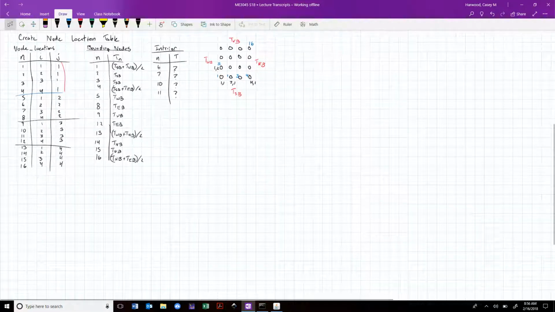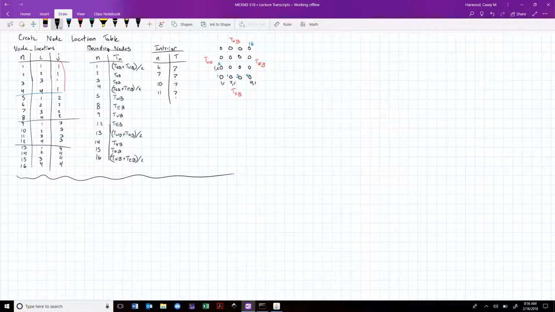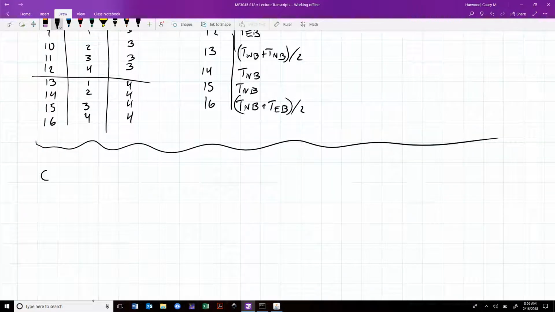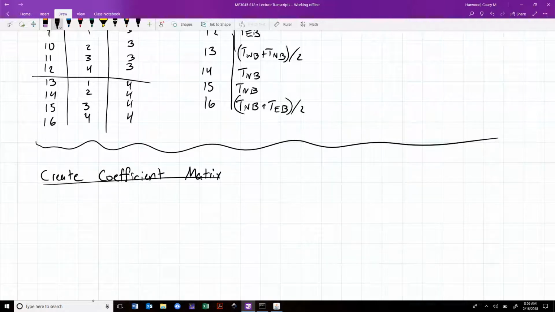So once we have those tables, we're going to move on to create our coefficient matrix.